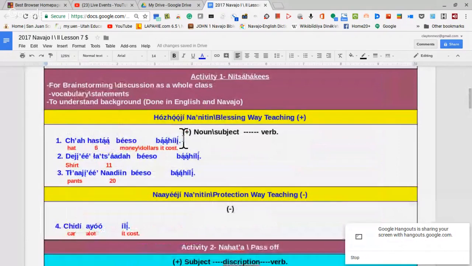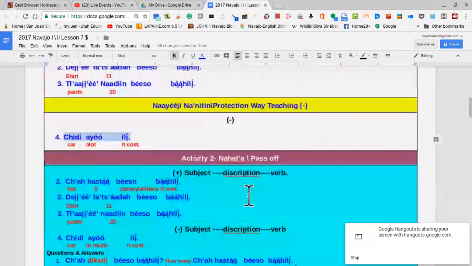Béeso bahila. There it is. And that you ate Béeso bahila. And Nadine Béeso bahila. And then the last one, chide yo illa. Okay, so that's what we'll do.